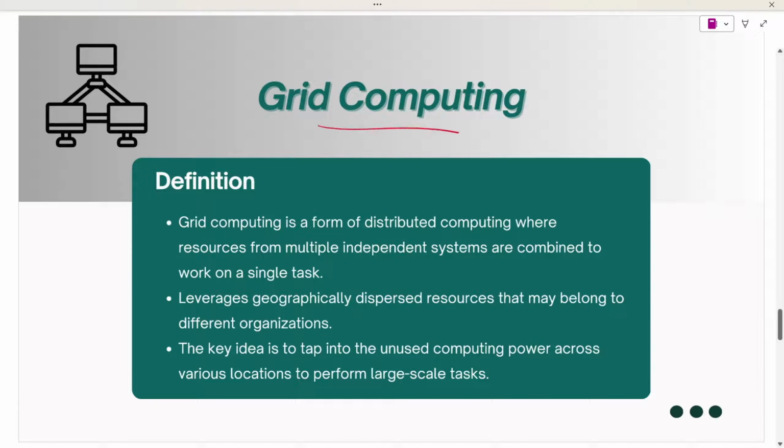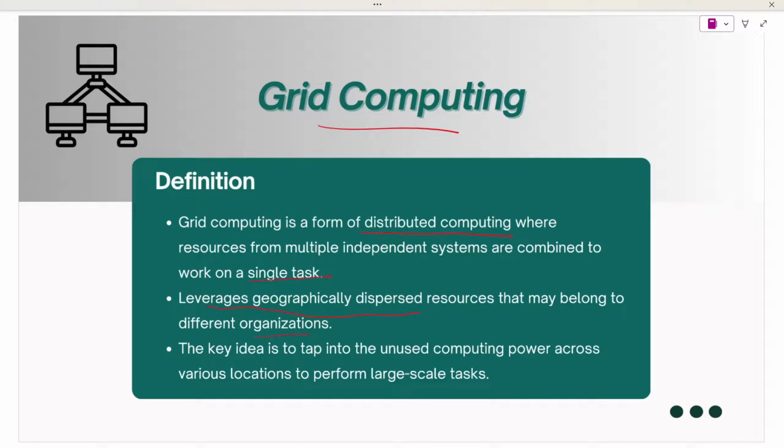Next, we have grid computing. Grid computing is a form of distributed computing where resources from multiple independent systems are combined to work on a single task. Unlike cluster computing, where nodes are usually located in close proximity, grid computing leverages geographically dispersed resources that may belong to different organizations.